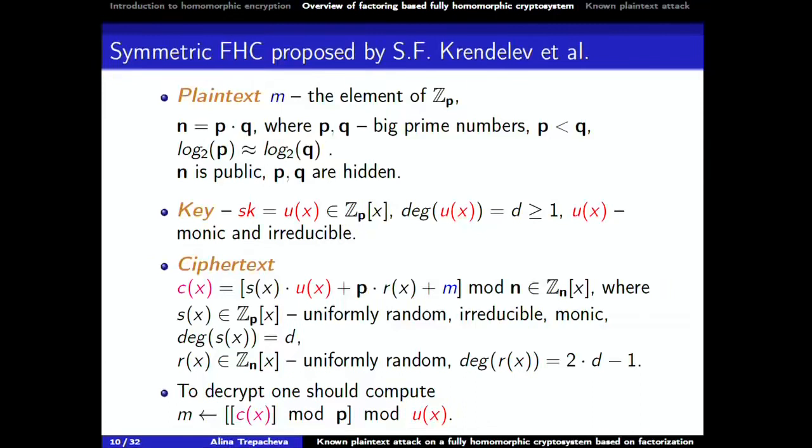We call it Zn. The secret key is a univariate polynomial U having coefficients in Zp. It is monic and irreducible. And to encrypt plain text, first it is summed with some polynomial having coefficients that are uniformly random multiples of a secret number p, and then to the sum a multiple of the secret key is added.